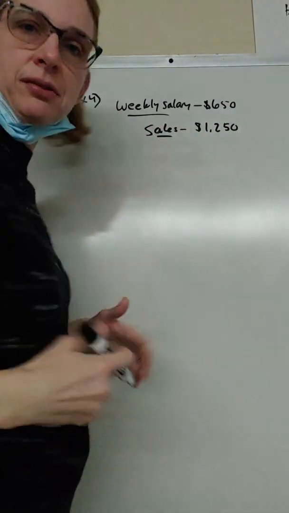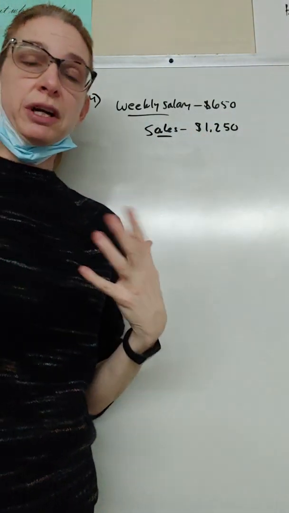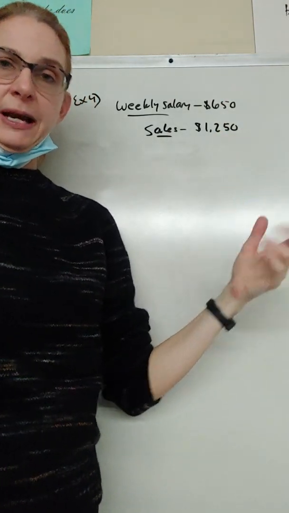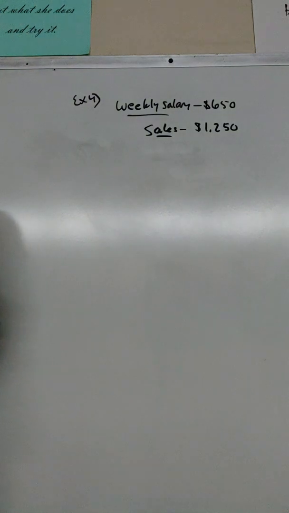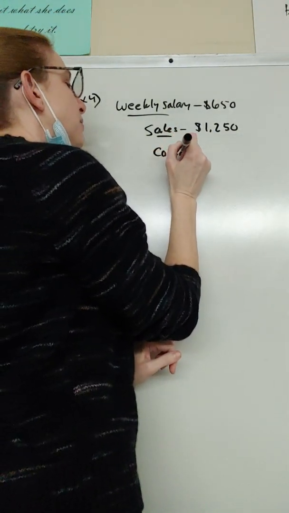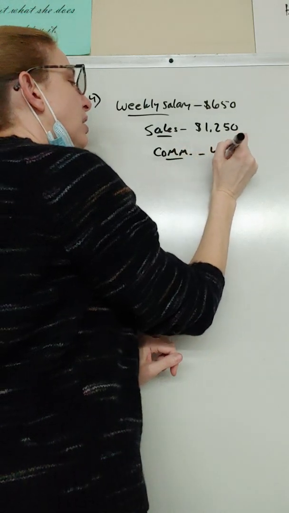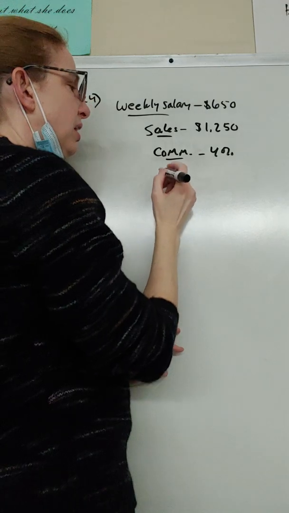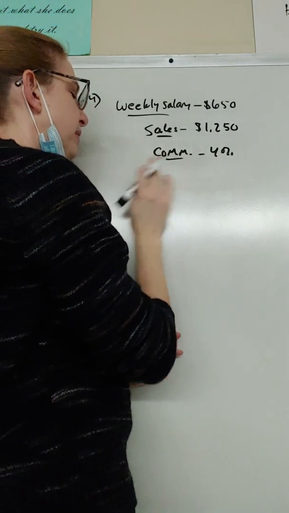$1,250 in items. So again, let's pretend this person is working for Best Buy. They sold this much worth of product at Best Buy, and they get a commission of 4%. I'm just going to write commission 4%, okay? So now let's use our formula.